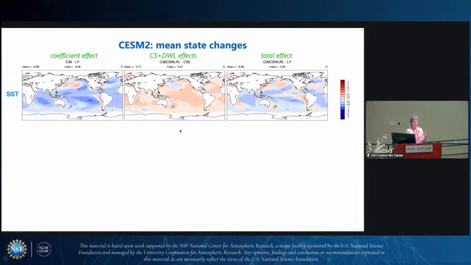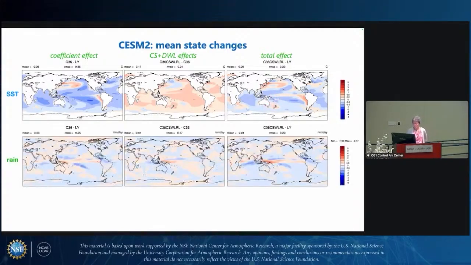So just to get started, when we implement just the CORE bulk coefficients in the CESM2, this is fully coupled. These simulations were all run for about 35 years. We can see that, somewhat contrary to what I expected, we see a reduction in global sea surface temperatures. But when we add on the cool skin and diurnal warm layer effects, this is offset somewhat. And so the total effect is shown here. And if you're familiar with CESM2 SST biases, you can see that this effect would offset some of the biases in that model.